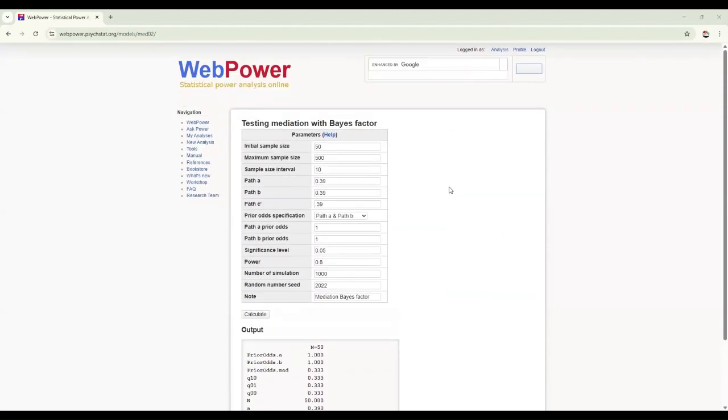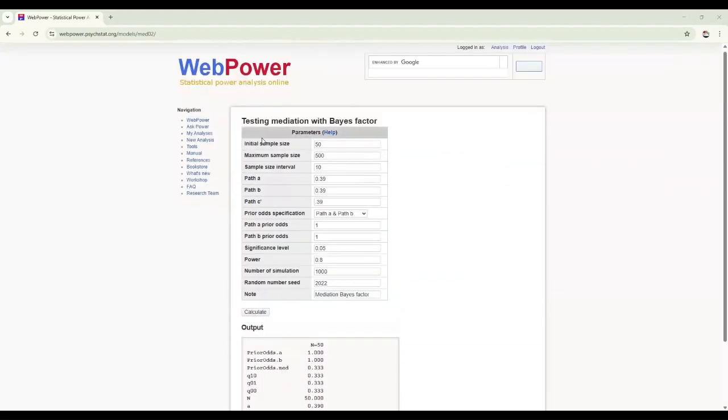There are a lot of concepts here that are really too complex to explain, and you don't have to care about that. I'll simply show you what you need to input here and what you need to report in your power analysis. So this is very simple. You start by specifying the minimum sample size that you want to consider for a study and the maximum sample size that you want to consider.